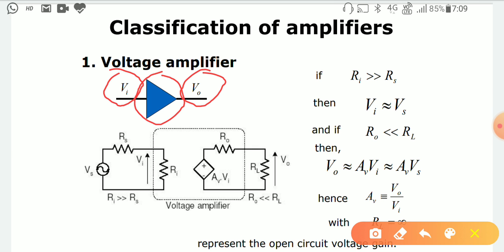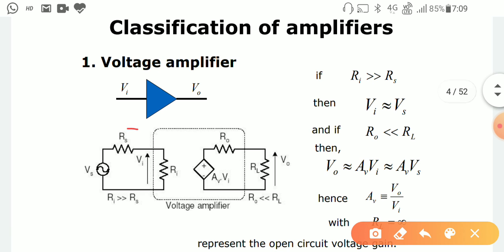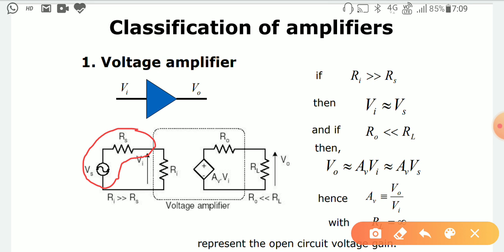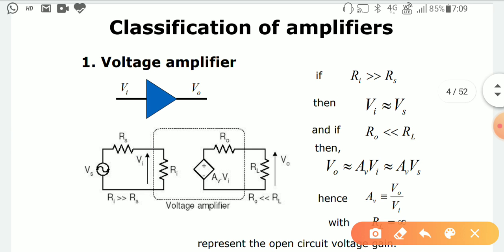For the voltage amplifier, the equivalent circuit can be written as such. At the input side, Vs is the source voltage, connected in series with the source resistance Rs. This portion is defined as the source portion. For the amplifier, the input impedance is Ri, connected in series. So this is the input side combination.